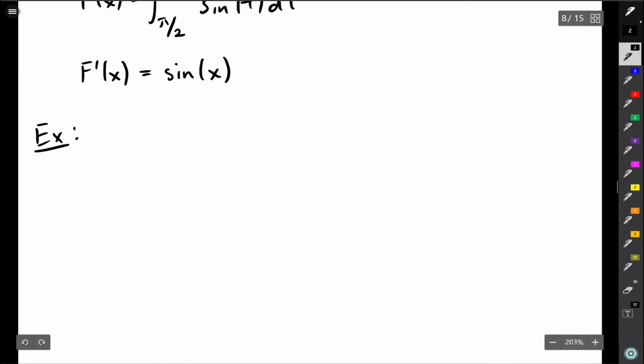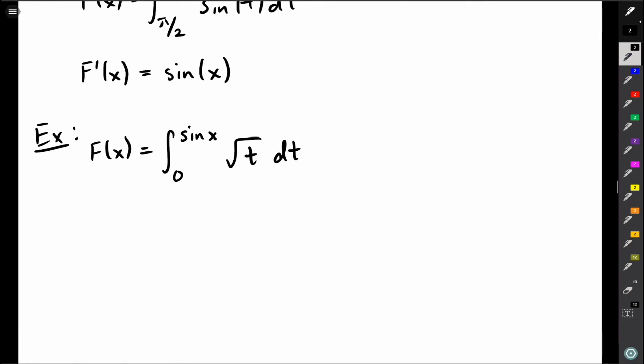One more example here to make this interesting is, let's say I have f of x equals the integral from 0 to sine of x of square root of t dt. All right. When I integrate this, it's a little more complicated because this isn't just an x here.